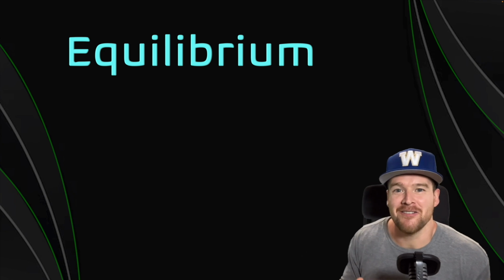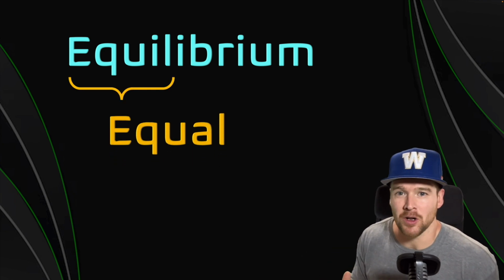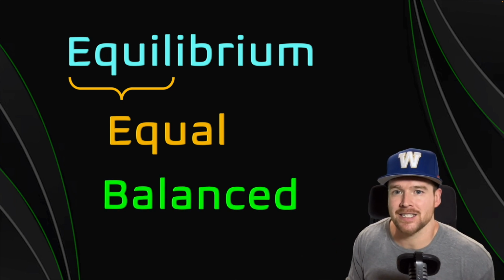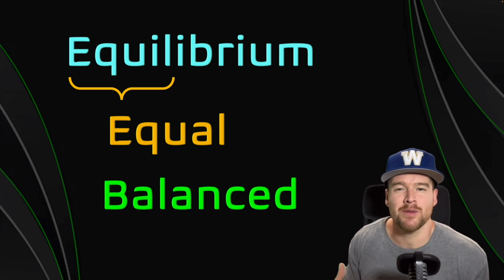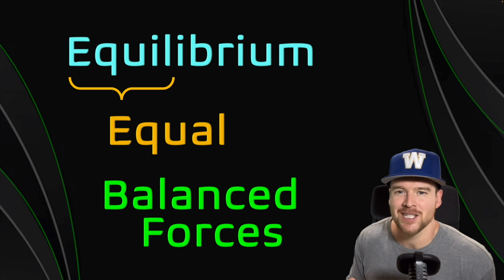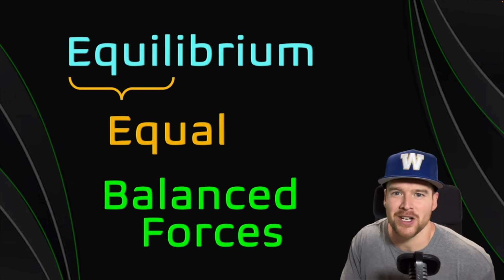The root word of equilibrium is the word equal, where things are going to be the same, and we could also use the word balanced. And in physics, when we're talking about this, we're going to be talking about balanced forces. So let's take a closer look at equilibrium questions in physics.